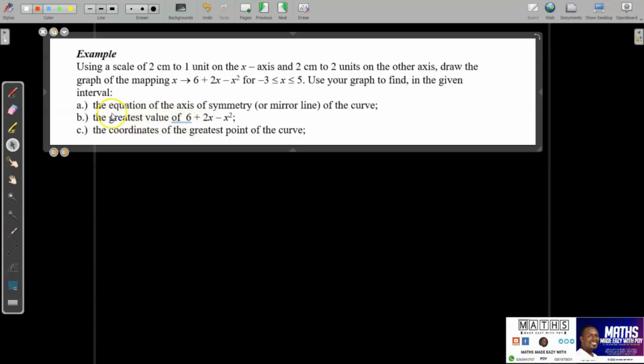The questions are: find in the given interval the equation of axis of symmetry, which is the same as the mirror line or the line of symmetry. Then after which determine the greatest value of this, meaning the highest peak it can reach. Then the coordinates of the greatest point of the curve. All right, so I'm going to switch from this screen to another screen, so please bear with me for a few seconds.